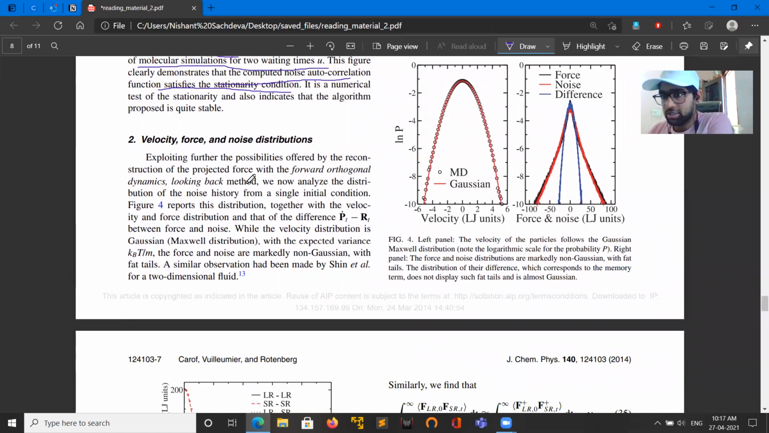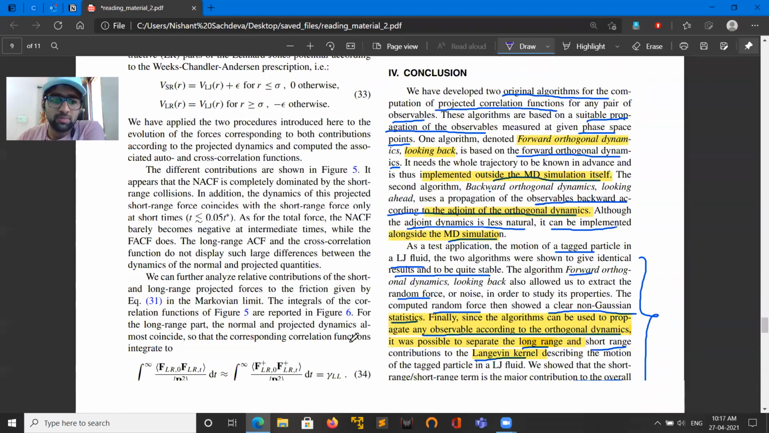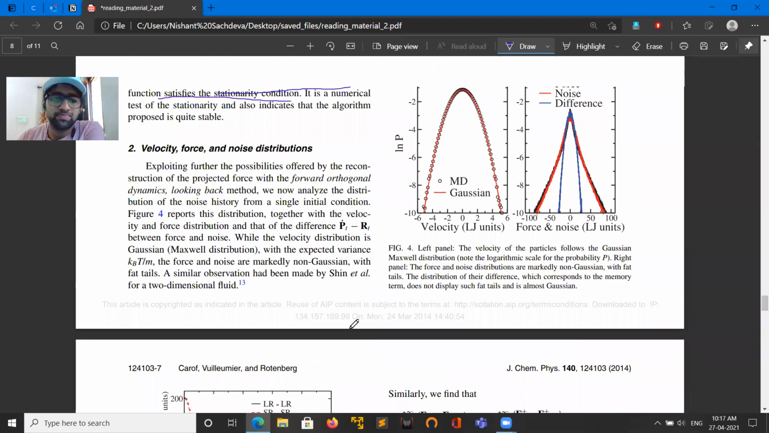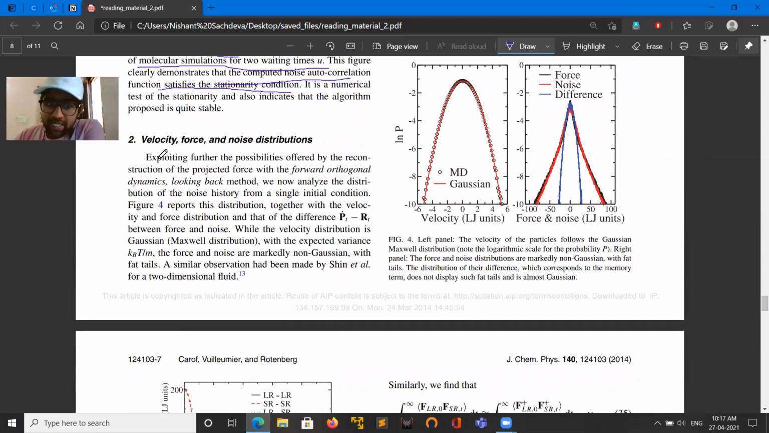Velocity, force, and noise distribution. That's what we'll study now. Well, we're almost there. Exploiting further the possibilities offered by reconstruction of the projected force and the forward orthogonal dynamics looking back method, we now analyze the distribution of the noise history from a single initial condition. Figure 4 reports this distribution together with the velocity and force distribution and that of the difference between noise and force.